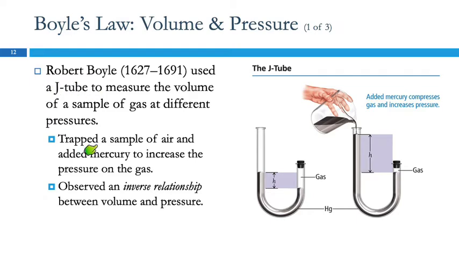So, Robert Boyle used a J-shaped tube, and he trapped a sample of gas over here. And then what he did is he added pressure here by adding more mercury. More mercury will increase the pressure on the gas. And what he found was that the volume of the gas got smaller. So higher pressure, smaller volume. That's an inverse relationship.